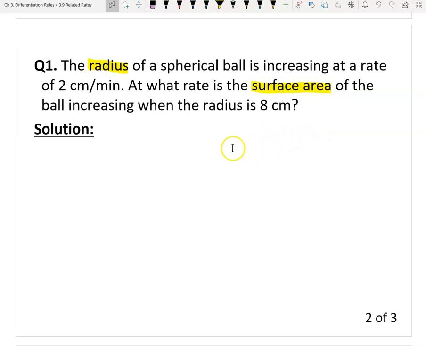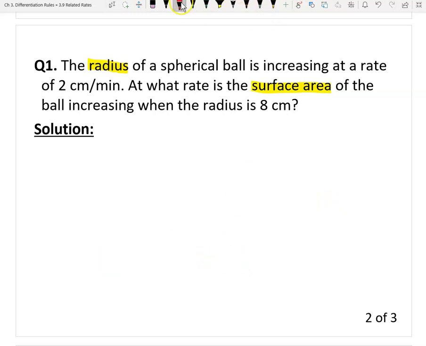Do you remember how many steps we have? We have three steps. First, set up a model to describe the variables. We have two major variables, radius and surface area, and we know how to link these two together with a basic formula. So we build the model. And the second step, we take a derivative with respect to the independent variable, time t. And the last step, we solve the equation.